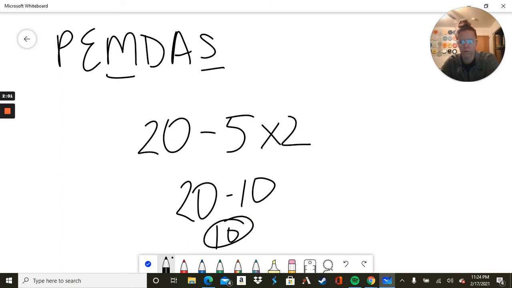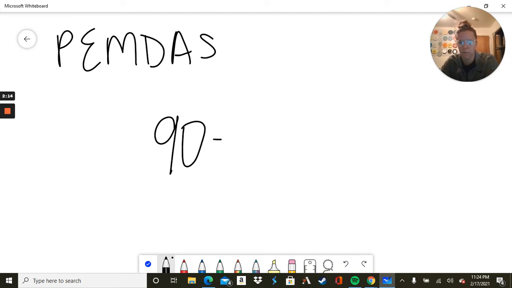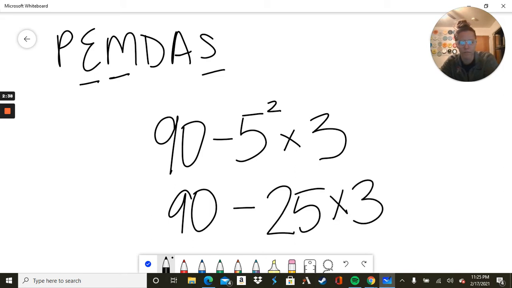Okay? Next, 90 minus 5 squared times 3. Now there's an exponent. So we have an exponent, we have multiplication, and we have subtraction. So first is our exponent. 90 minus 5 squared is going to be 5 times 5 is 25 times 3.